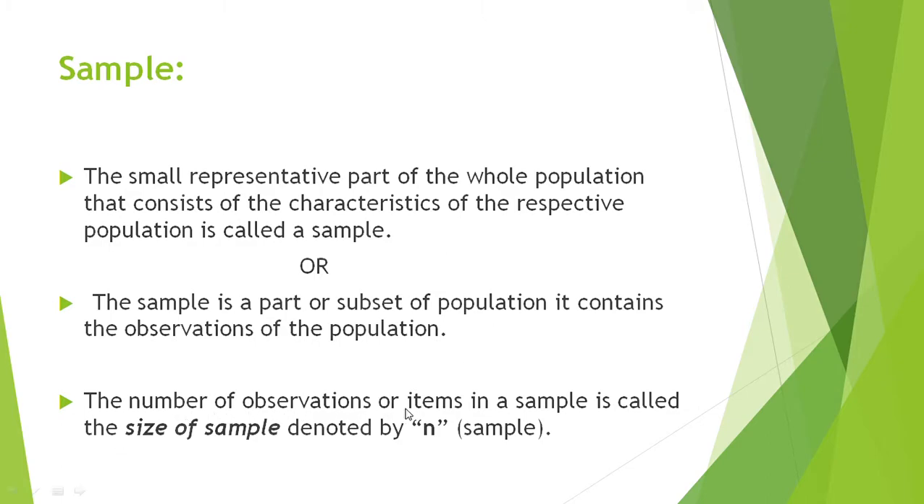The number of observations or items in a sample is called the size of the sample. As the number of observations in the population was called the size of population, here the number of observations in a sample is called the size of sample, and it is denoted by small n.